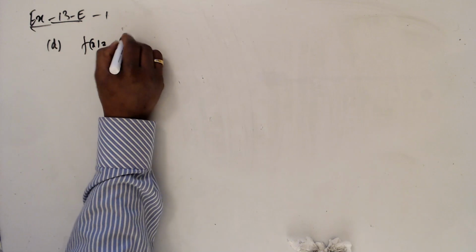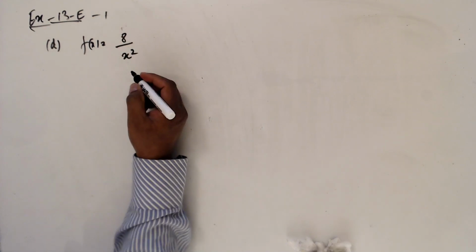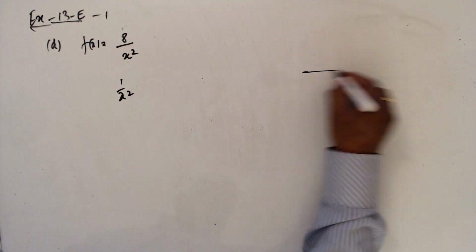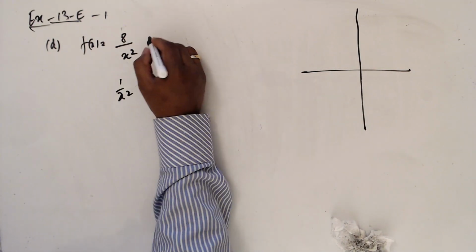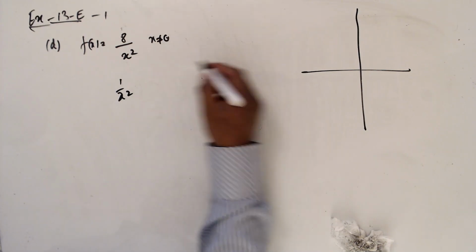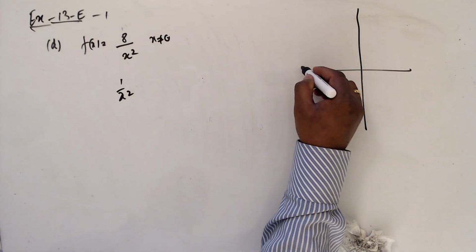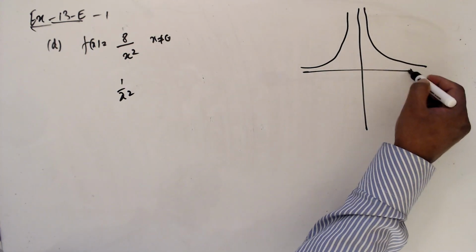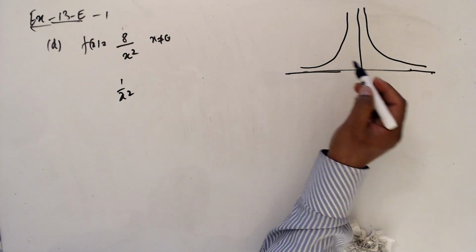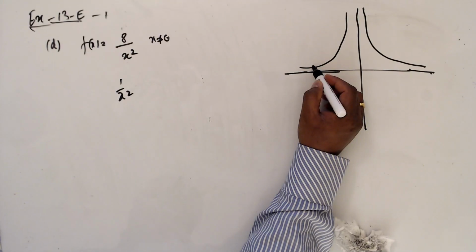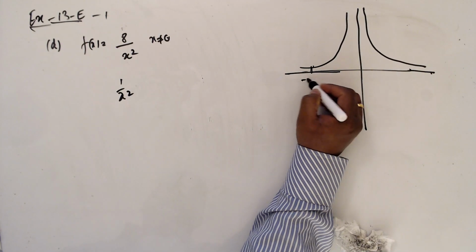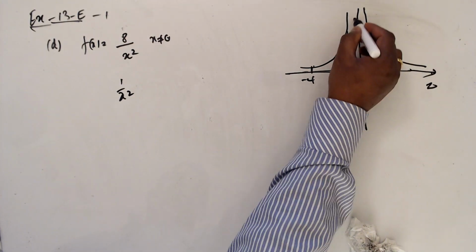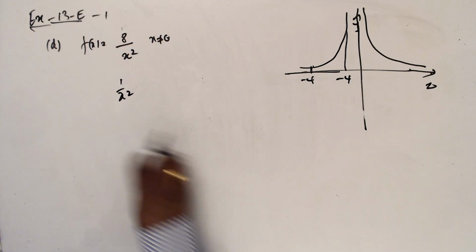f(x) equals 8 over x square. So it is the type of 1 over x square curve. So the asymptote is going to be x not equal to 0. So asymptote x equals 0, we will get this kind of graph. And we have to integrate from minus 4 to minus 1. So this is the graph. So we will do it.